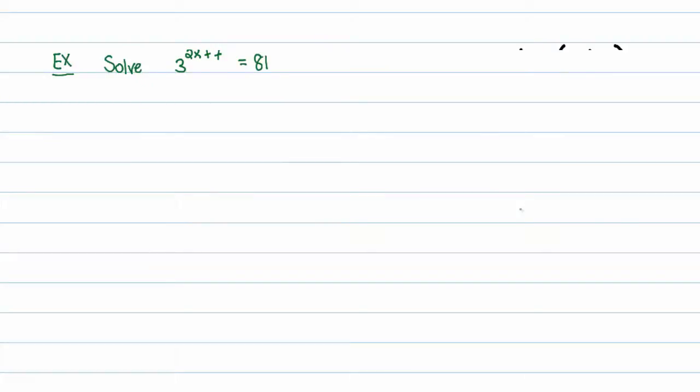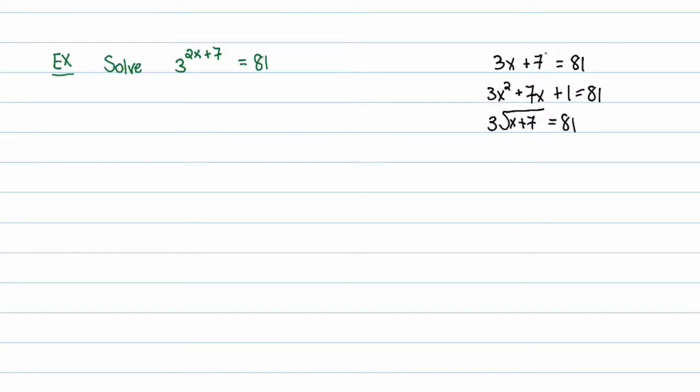Believe it or not, this should be the very first time that you've seen an equation in this form. You've seen a lot of equations with stuff like 3x plus 7 is equal to 81, or 3x squared plus 7x plus 1 is equal to 81, or 3 times the square root of x plus 7 is equal to 81. All of these you should be able to easily solve or find a way to solve them. But this right here, you don't know how to solve it.